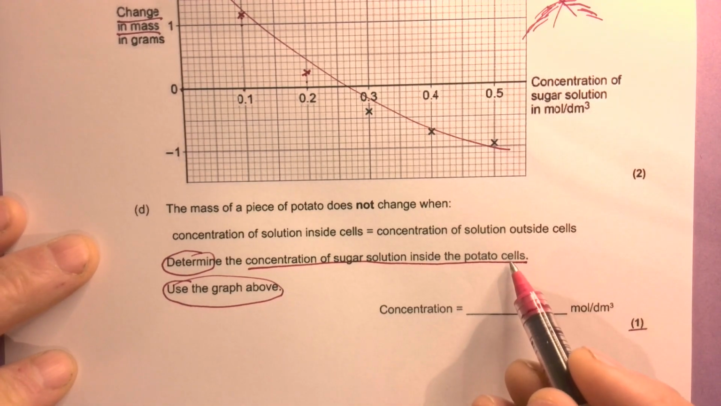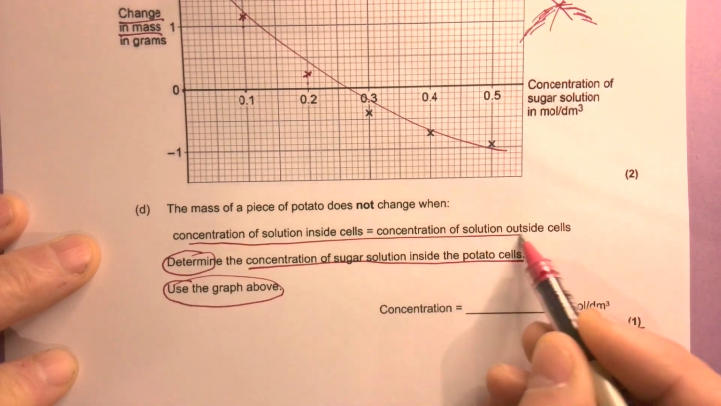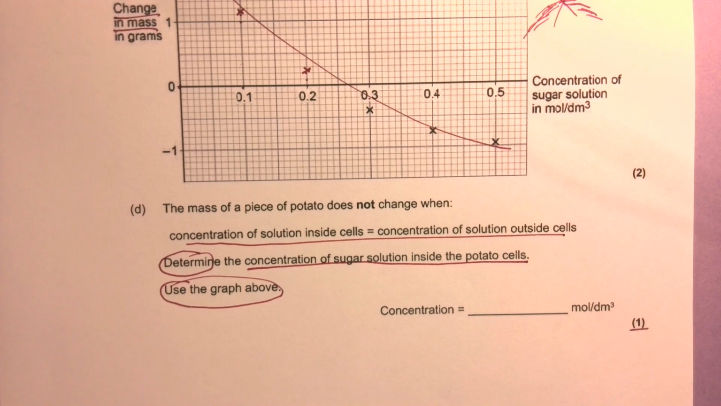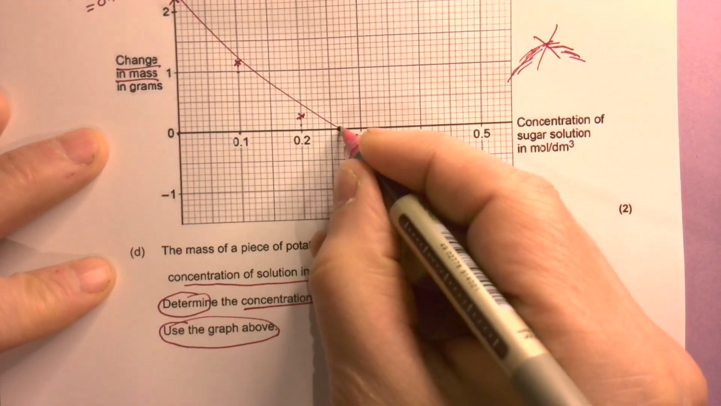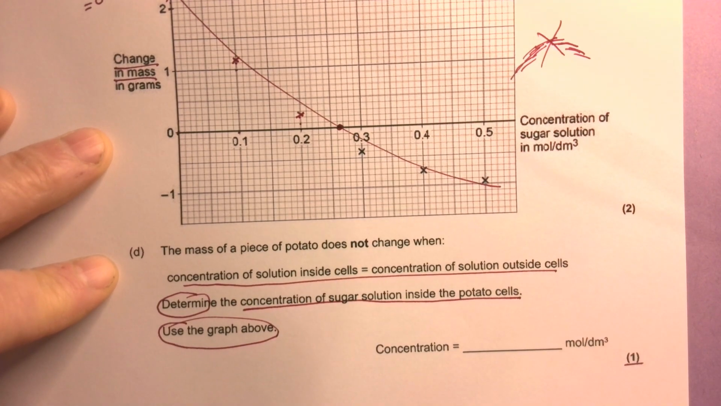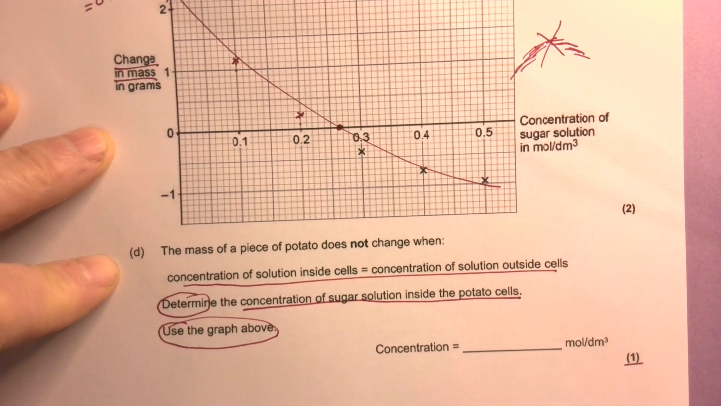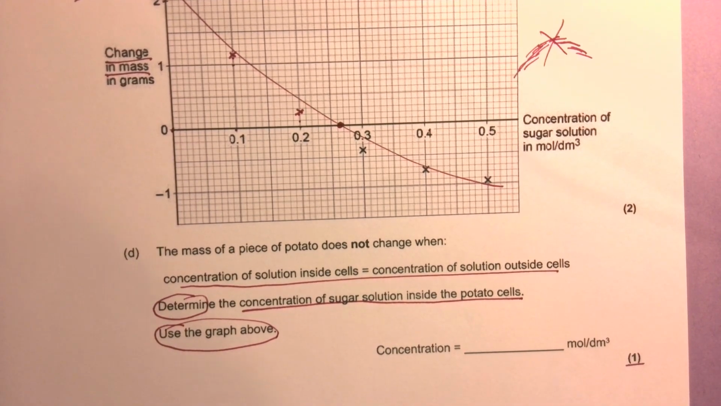So I'm trying to find when is this true? When do I not get a change in mass here? So I'm looking to try and read off what is that point there on my graph. Now your graph might be slightly different. That's absolutely fine. Even if you've done your line of best fit dreadfully, you're still absolutely fine, provided you use your graph.